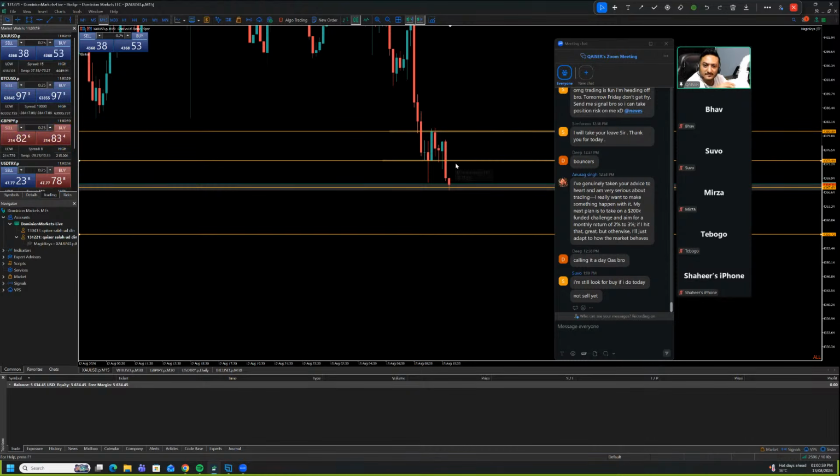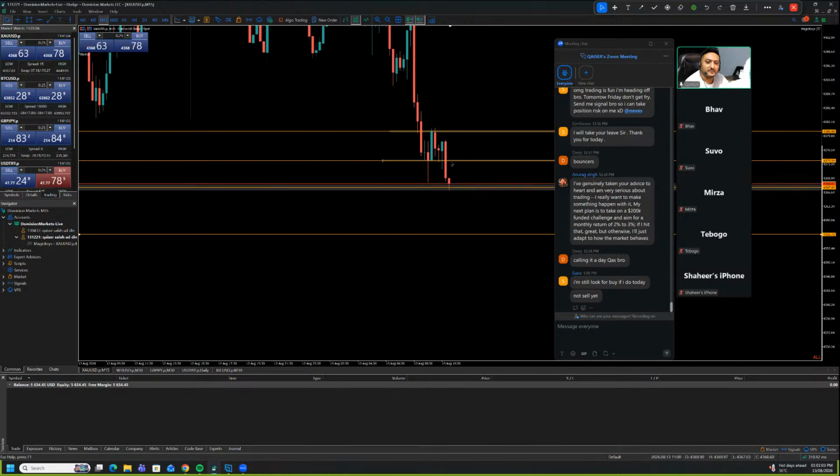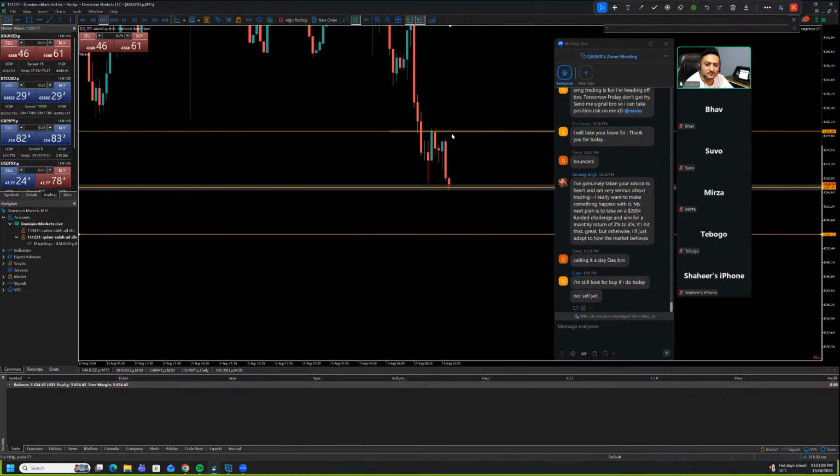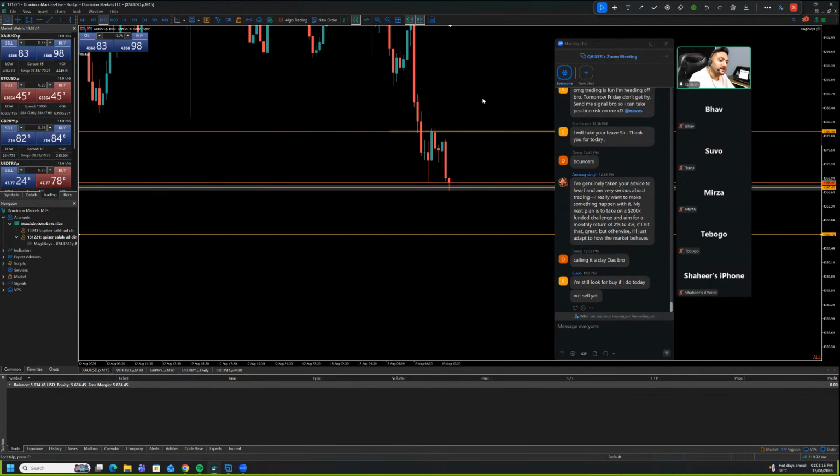Still, I believe buys only make sense if a candle could manage to close above this resistance area. That is the only way I will think about the buys. Other than that, I'm actually not going to take a buy.